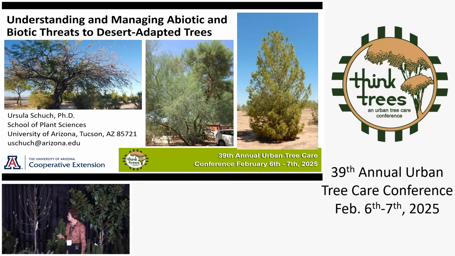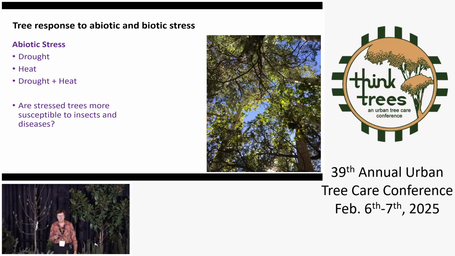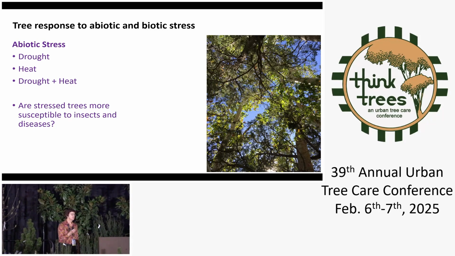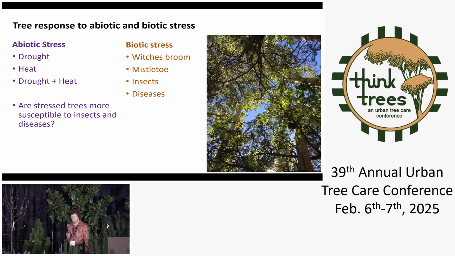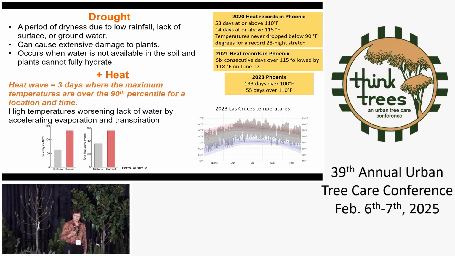And so we're going to look at plants that are doing well and plants that are having some troubles. So in terms of the abiotic and biotic stress, we're going to cover for abiotic stress drought, heat, and then the combination of heat and drought, which can be very devastating and also affects different species differently. And then the question is, are those stressed trees more susceptible to insects and diseases? Then we're talking about biotic stress, the witch's broom, mistletoe, and then also a little bit more about insects and diseases.